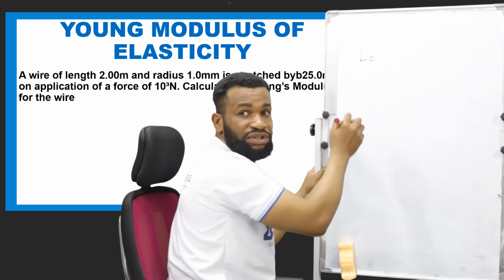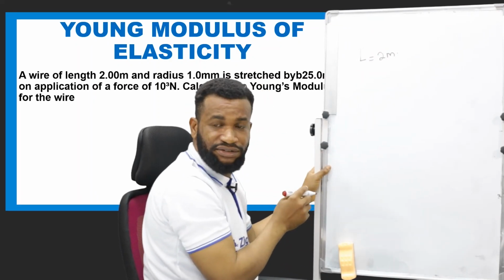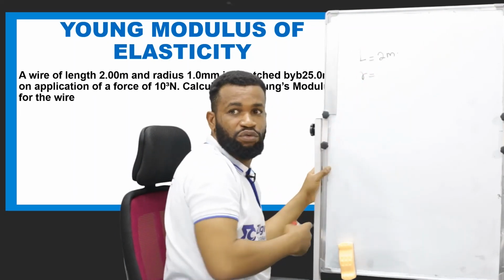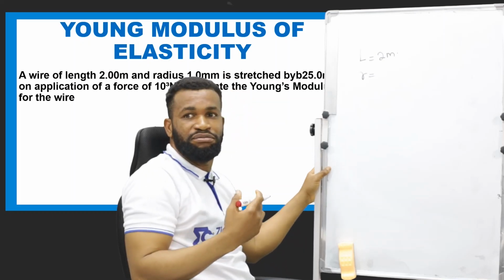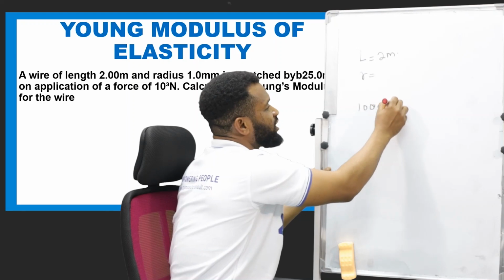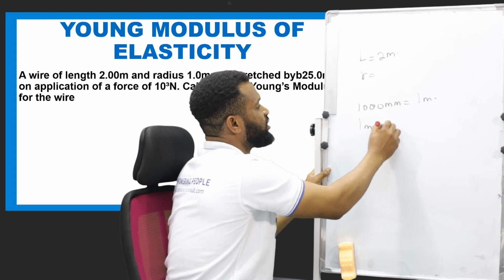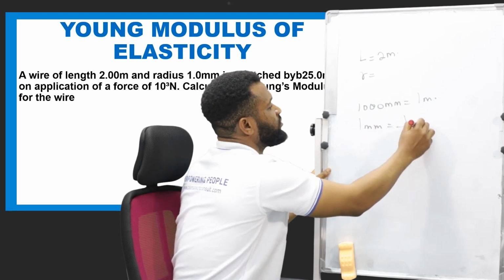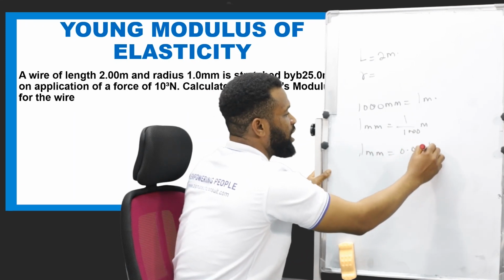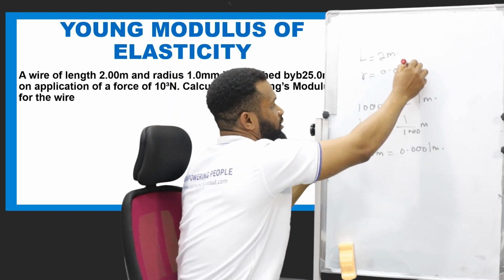So we are given the length, which is 2 meters, and a radius, which is given as 1 millimeter. So I have to convert millimeter to meter. We say that 1,000 millimeters is equal to 1 meter, so 1 millimeter is 1 over 1,000 meters, which is 0.001 meters. So the radius is going to be 0.001 meters.